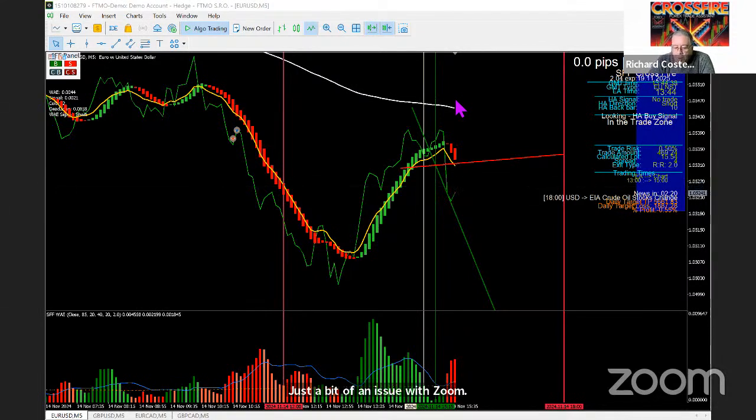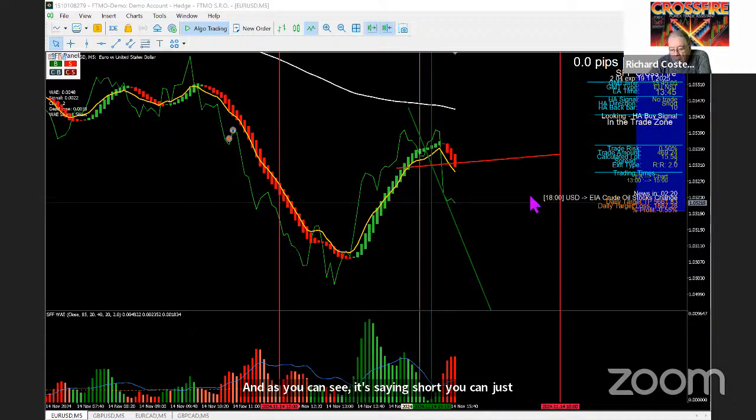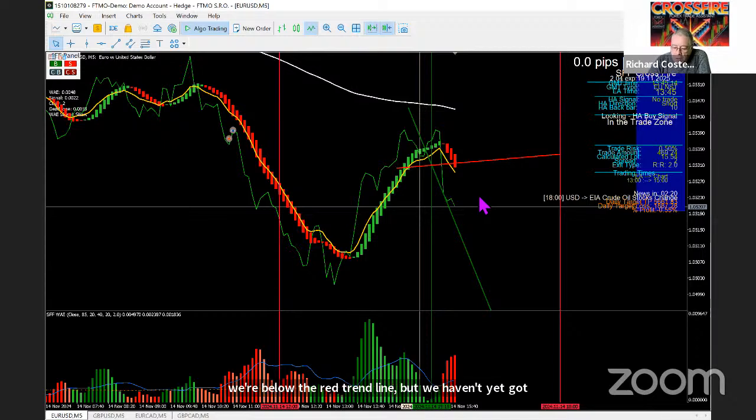So this is not going to take a trade at the minute. It's still saying looking for a buy. I think that will change as soon as price gets below the green candle. We've got the Wada Atta, which is shaping up nicely for a sell, and as you can see, it's saying short. We're below the red trend line, but we haven't yet got below the green trend line, and in those situations my trading assistant just sits on its hands and waits.